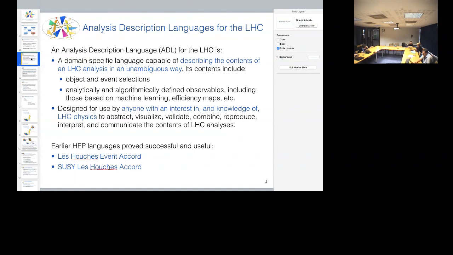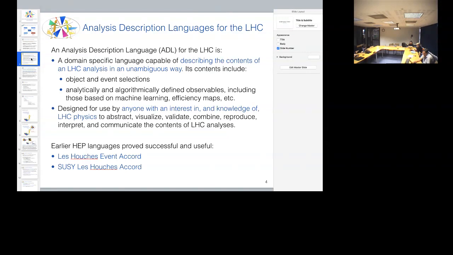The other reason for building such languages is that because they're designed to model the way we think about our field, in our case HEP, anyone who has an interest in or knowledge of HEP physics can use that language to visualize, validate, combine, reproduce, interpret, etc. the analyses at the LHC.